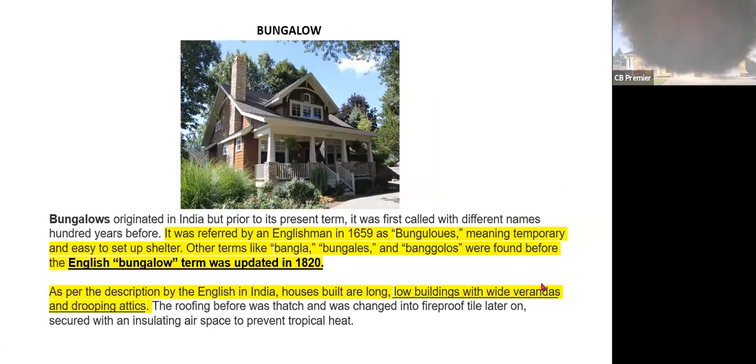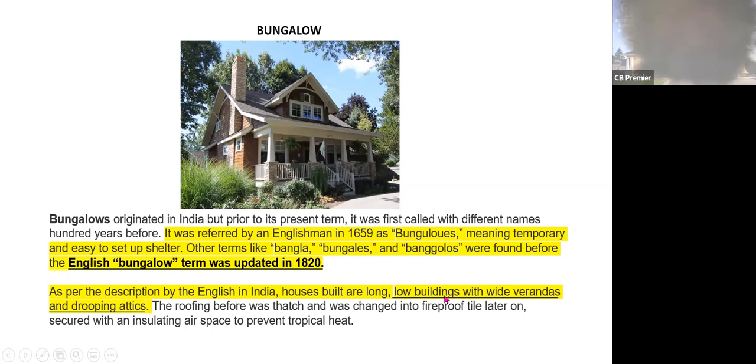Bungalow. We're going to get into a lot of the things about a lot of the homes around here. So bungalows, it's funny that they originated in India. But the Englishmen in 1659 had different names for them. These are all the different terms that they were called. But the English bungalow term originated in 1820. I personally didn't realize bungalows dated back that far in America and were called that.